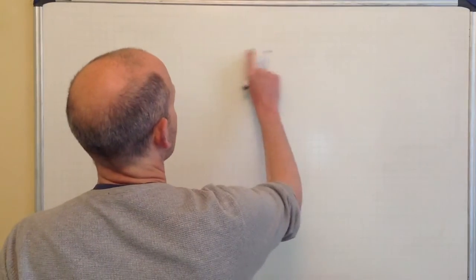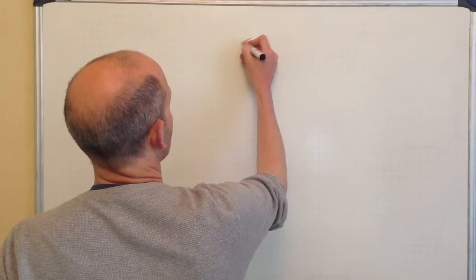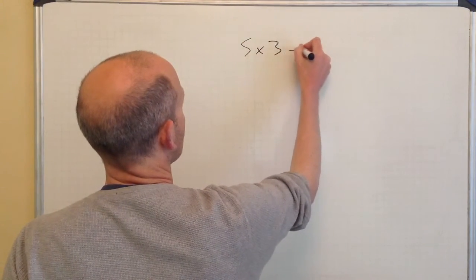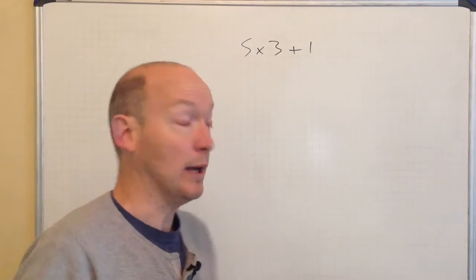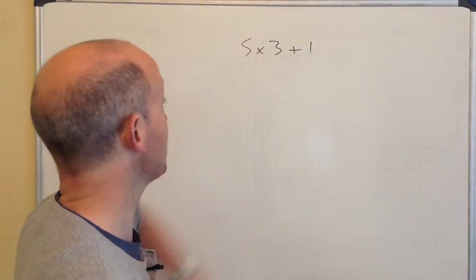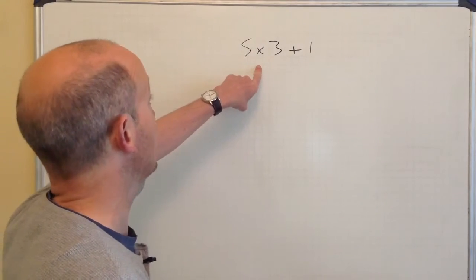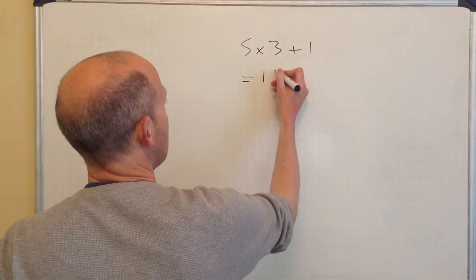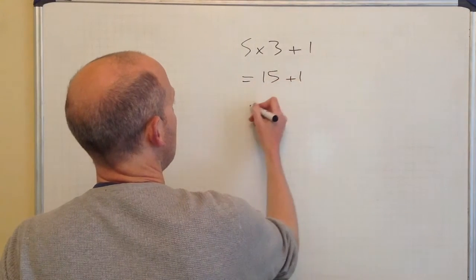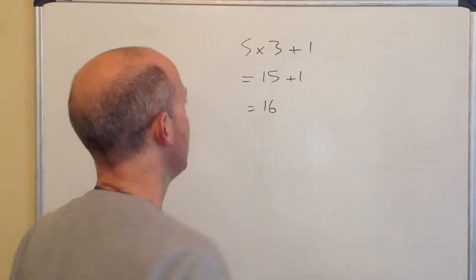Let's just try 5 times 3 plus 1. So what should we do first here? Well, again, we've got a multiply and a plus, and in this case we do the multiply first. So here we do the first thing on the left first. So that 5 times 3 is 15 plus 1, and 15 plus 1 is 16.